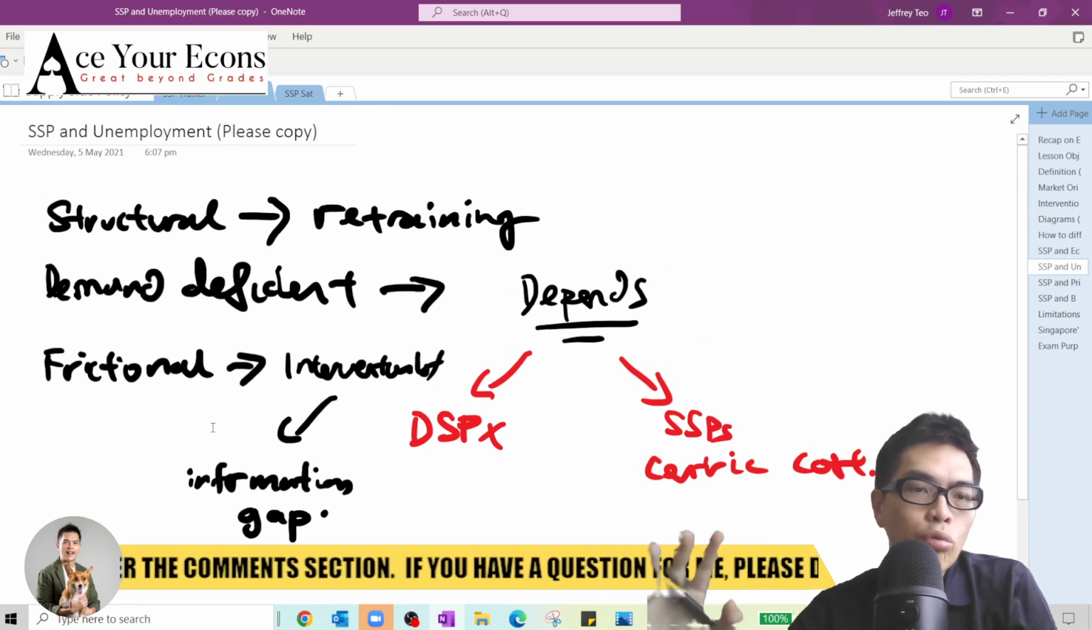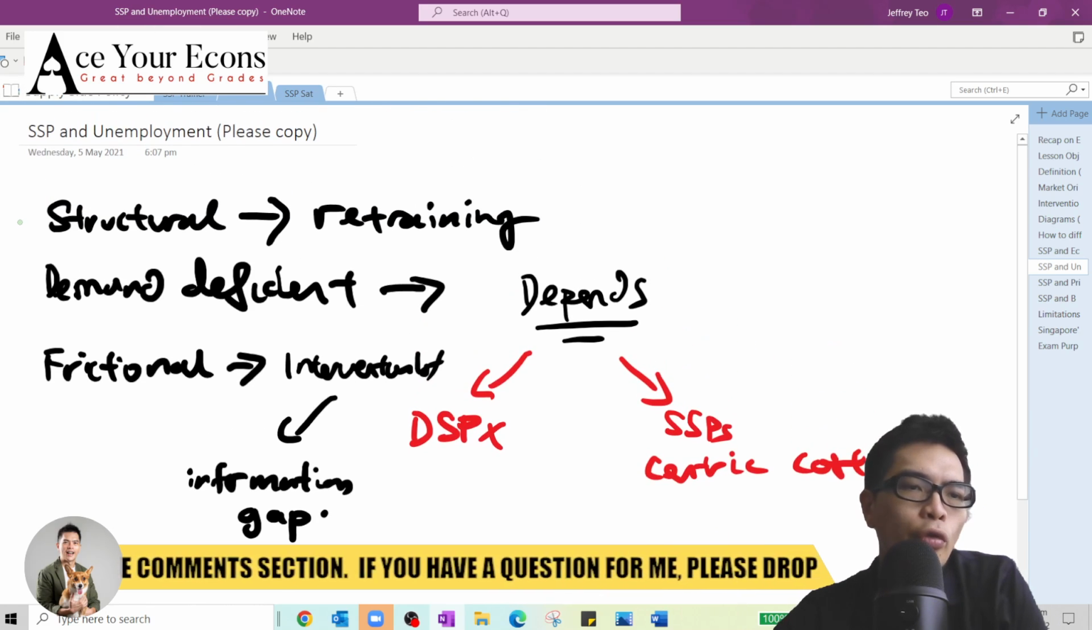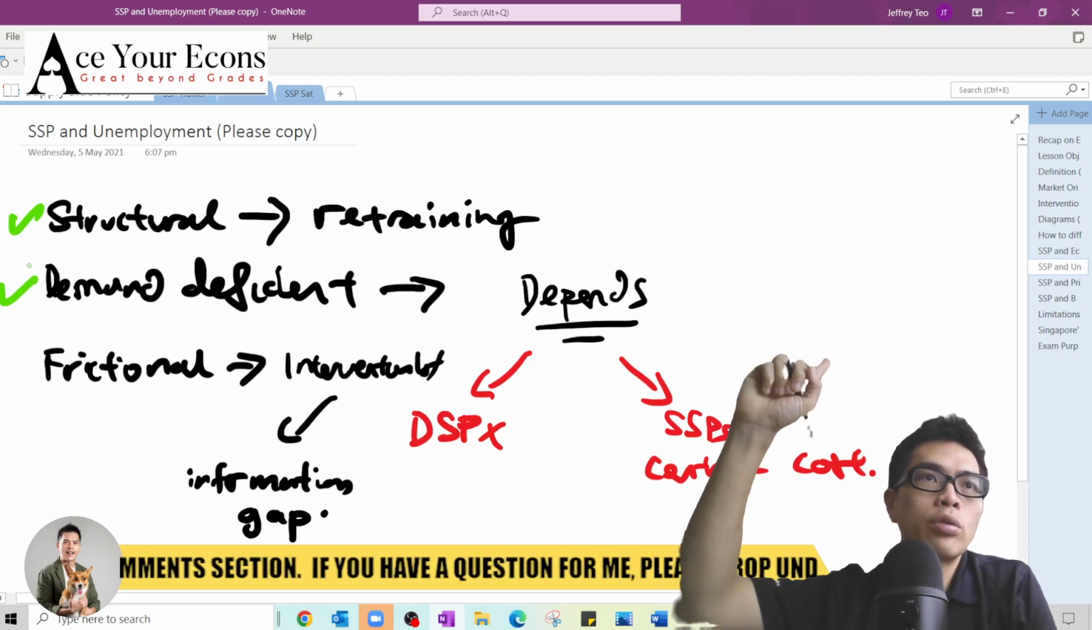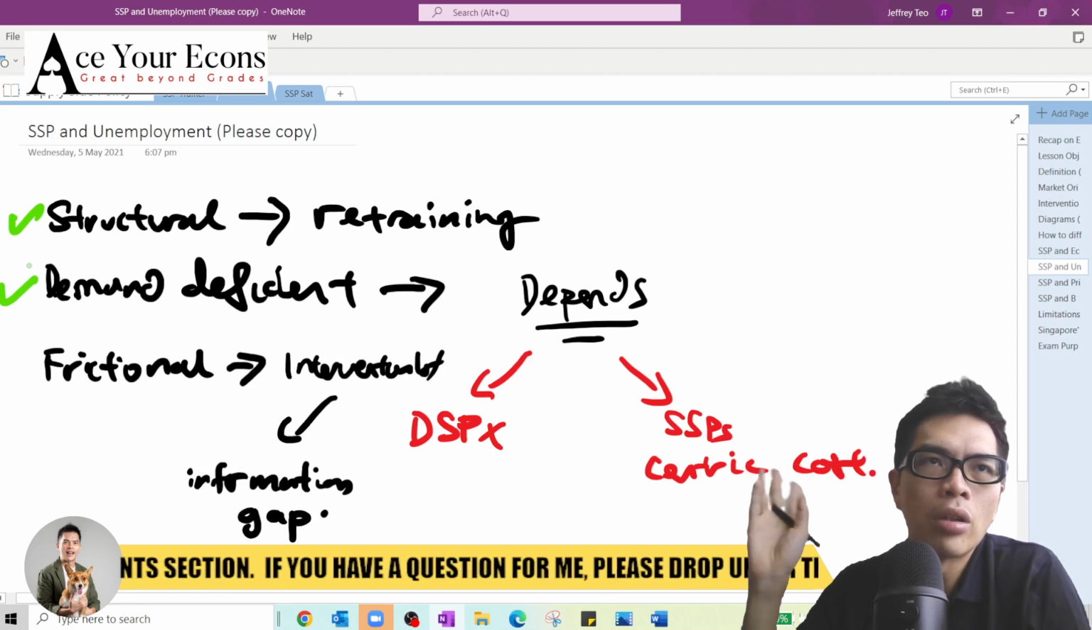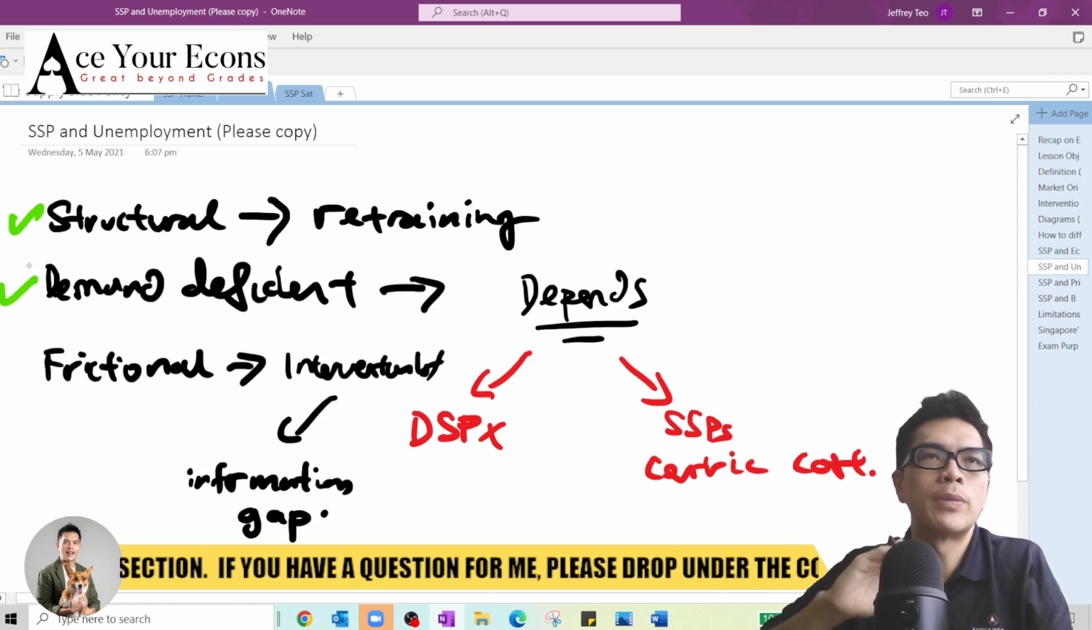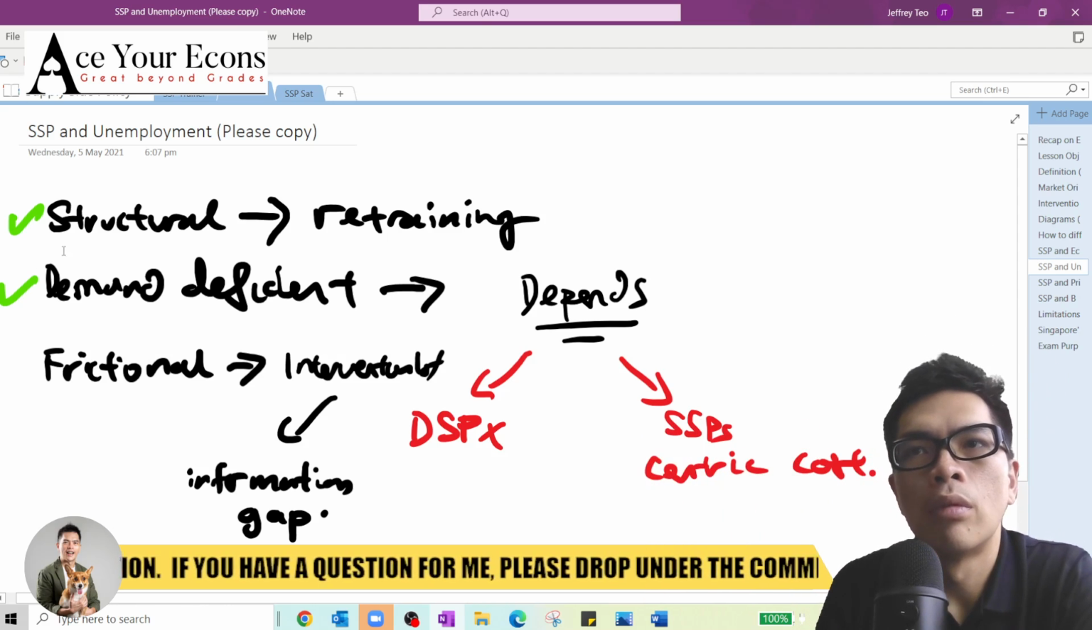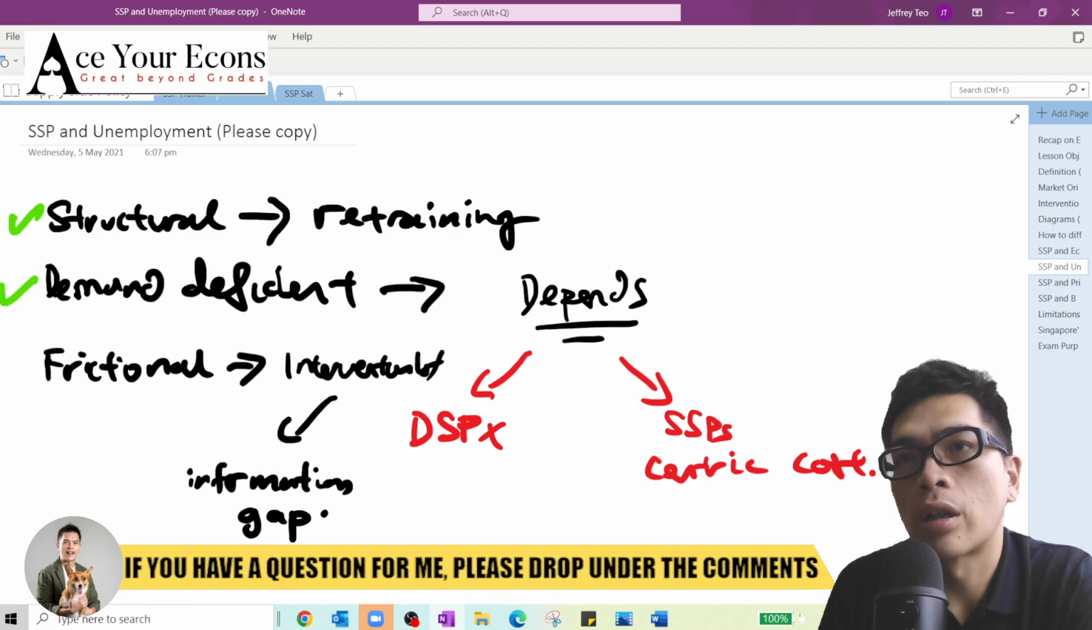So out of these three, I want you to focus on the first two. The first two will be widely tested. The third one not so much, because frictional has always been there. It's never been a problem. Okay, job, skill, workfare. Right, correct.